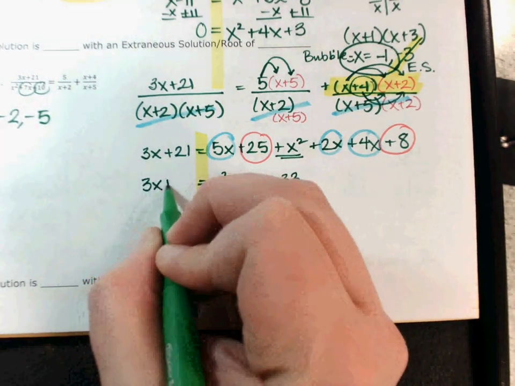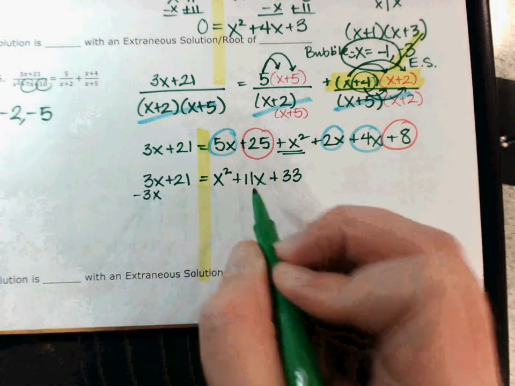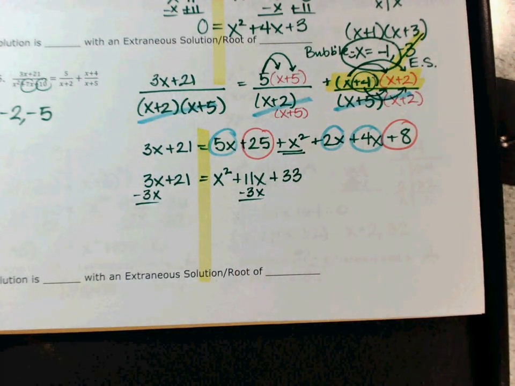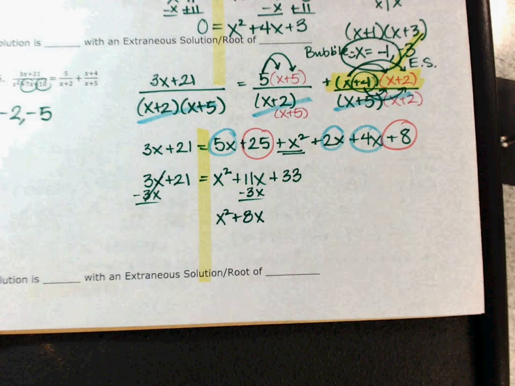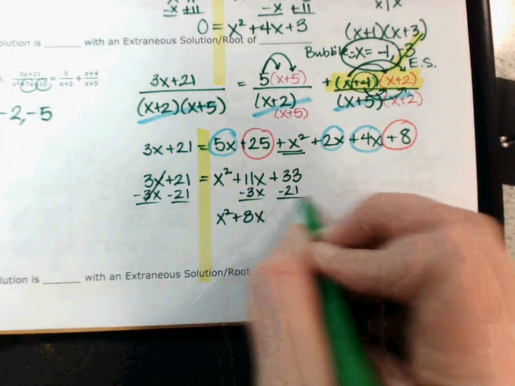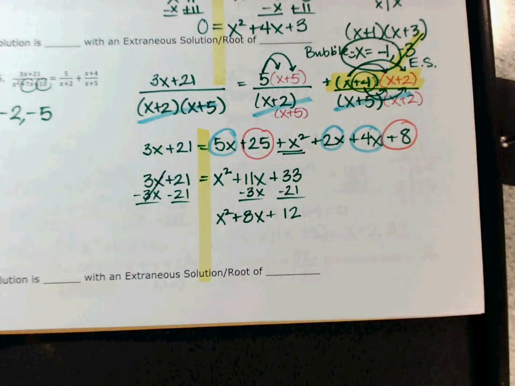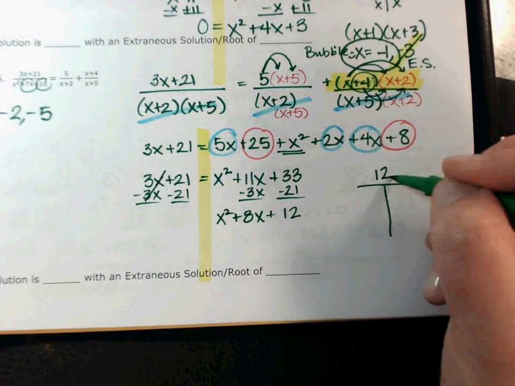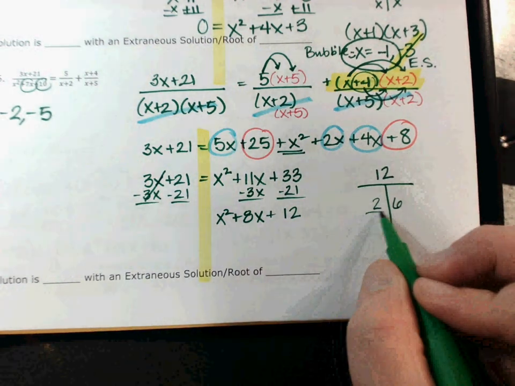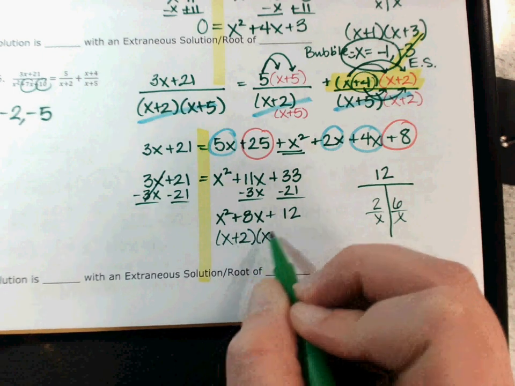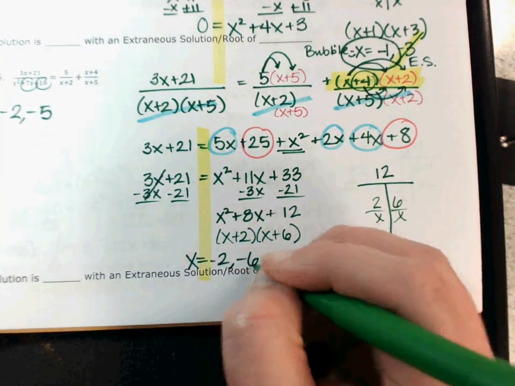Okay, then my 3x plus 21, I'm going to have to undo those or cancel them out so that I have everything together. So minus 3x minus 3x. Cross out. 11 minus 3 is going to be 8x. Then minus 21 on both sides. 33 minus 21 is how many? Good. And then from there you're going to T-chart. What numbers will multiply to 12 and add to 8? 2 times 6. Which means it's going to be over x, x plus 2, and x plus 6. So my two answers are negative 2 and negative 6.